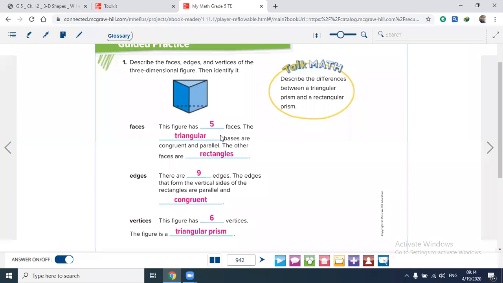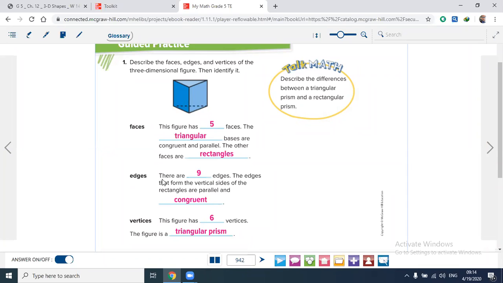The triangular faces are congruent and parallel. The other faces are rectangular. Okay, again, these are the faces. This figure has 5 faces. There are 2 bases called triangular faces, which are congruent and parallel, and the other faces are rectangles.